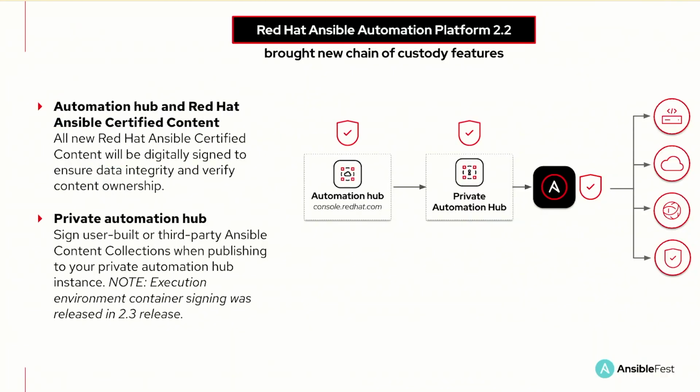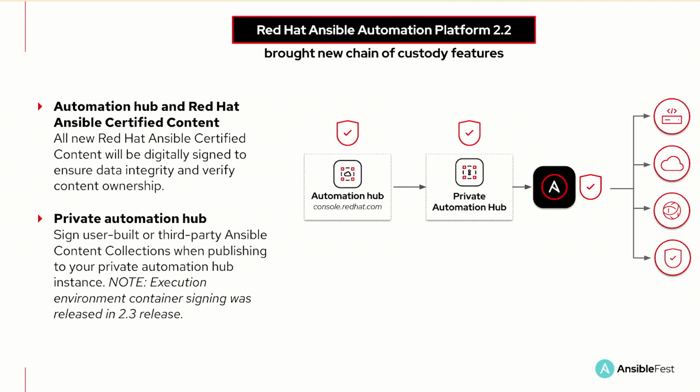Okay, so can I get a show of hands on who is using Ansible Automation Platform 2 right now? Who all has upgraded to Ansible Automation Platform 2? Okay, so yeah, Ansible Automation Platform 2.2 brought new chain of custody features. What do these chain of custody features mean?